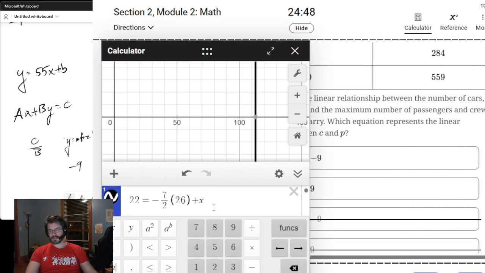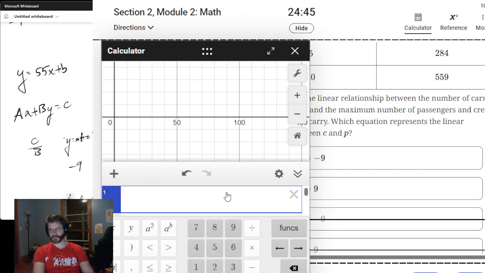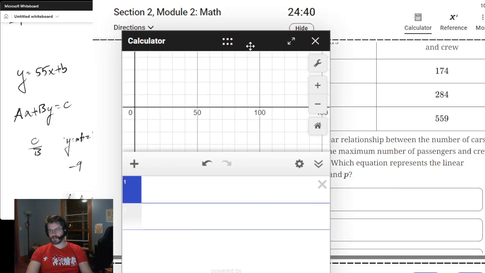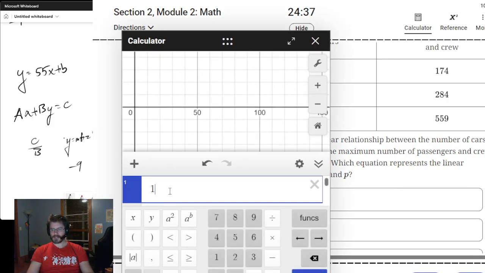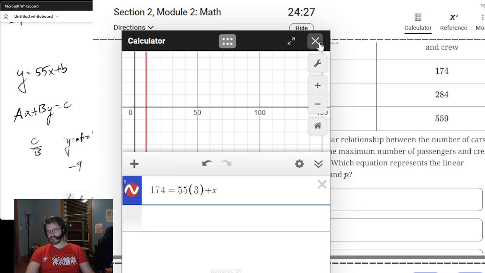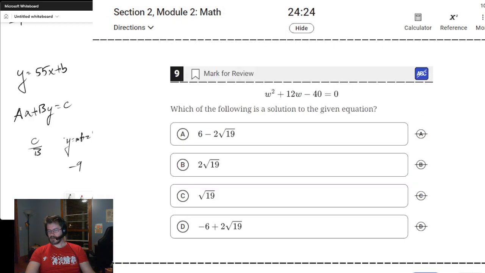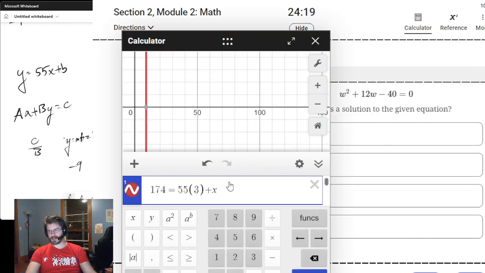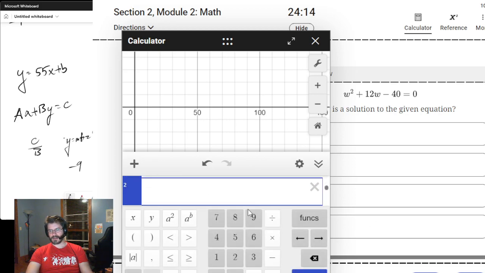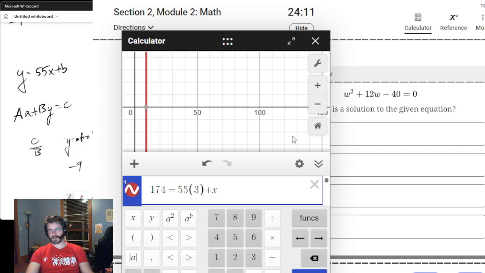So again, I'm going to chug this through Desmos. I'm just using a coordinate point up here. So 3, 174. 174 equals 55 times 3 plus x. And I'm using x there for my y-intercept because Desmos doesn't know what to do with b. It would turn it into a slider. If I typed b here, it wouldn't know what to do with that. Okay, so just use x for any variable that you're trying to solve for.